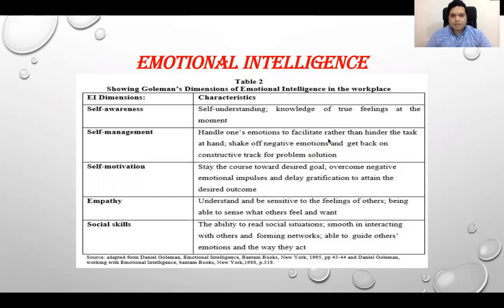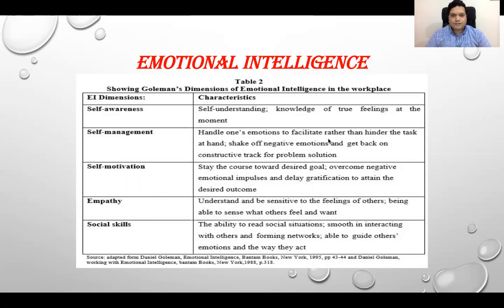Let me move to the table which will help you at your workplace. The five dimensions, as per Mr. Goldman, are: self-awareness, which is self-understanding, knowledge of a true feeling at the moment. Self-management, a very important component in emotional intelligence, handles one's emotions to facilitate rather than to hinder the task at work. It shakes off negative emotions and you can be more constructive, help yourself and others.